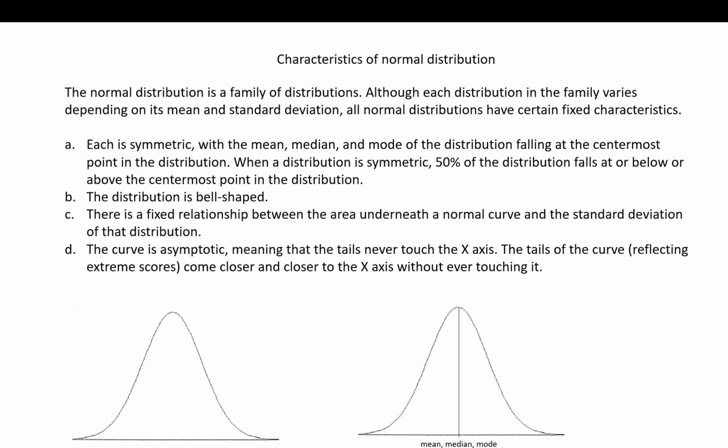B, the distribution is bell-shaped. C, there is a fixed relationship between the area underneath a normal curve and the standard deviation of that distribution. And then D, the curve is asymptotic, meaning that the tails never touch the x-axis. The tails of the curve, which reflect extreme scores, come closer and closer to the x-axis without ever touching it.